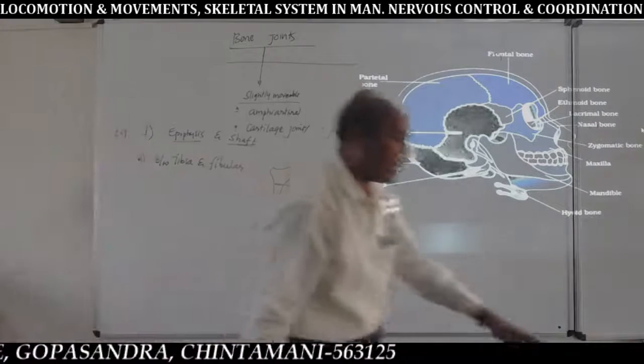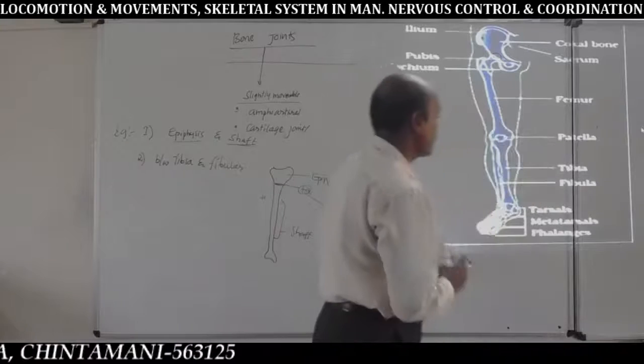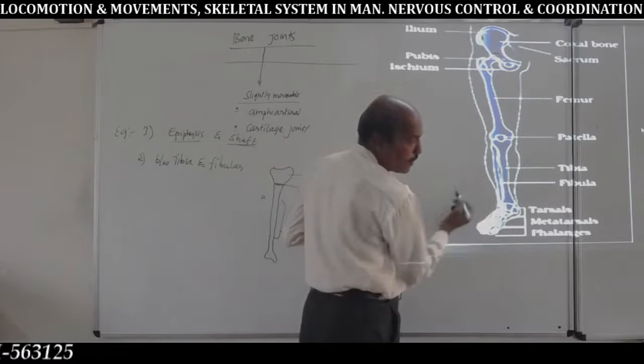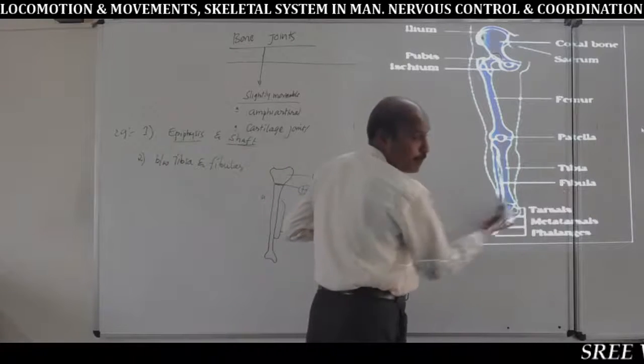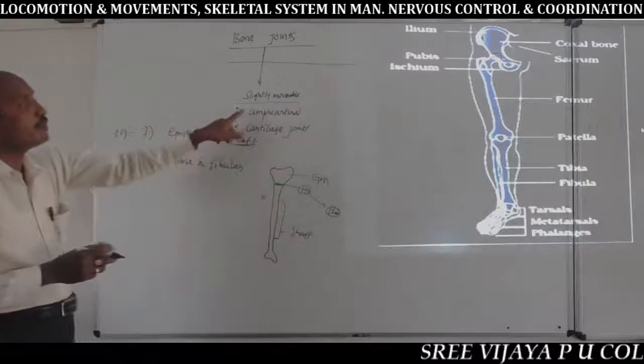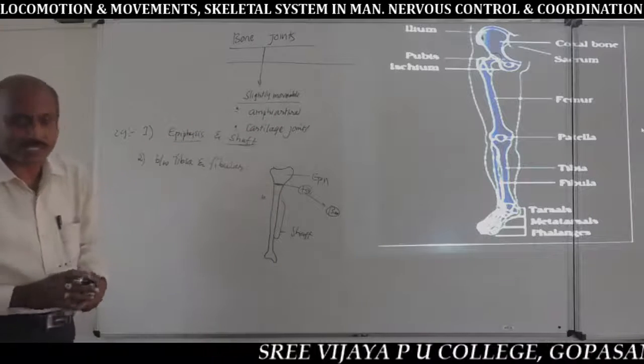Between tibia and fibular bones. See, this area, this gap, this joint present between the tibia and fibular bone of the hind limb is one type of slightly movable joint, an amphiarthral joint made up of hyaline cartilaginous tissue.